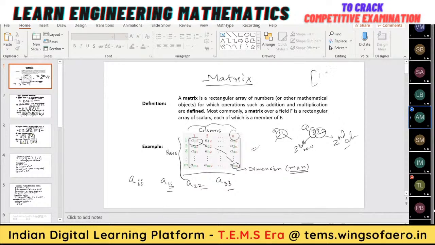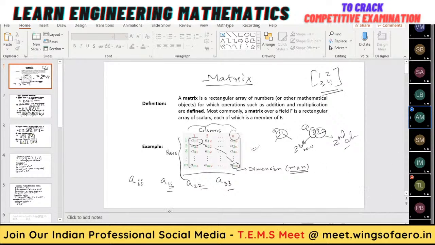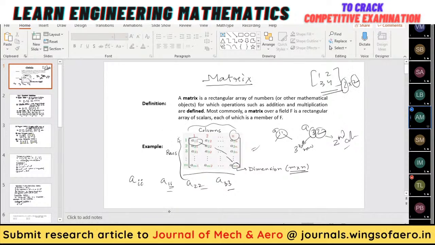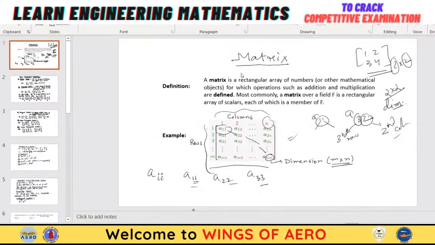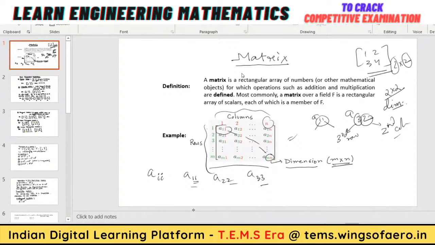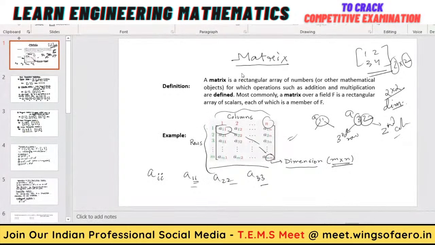So as an example, simply 1, 2, 3, 4, if I write here. This is a simple example of a matrix, and it is 2 cross 2, meaning the number of rows is 2 and the number of columns is 2. And this 2 cross 2 is called the dimension of the matrix. Look at this m cross n: the dimension of the matrix is m cross n, since there are m rows and n columns. So this is a very basic definition of matrices.